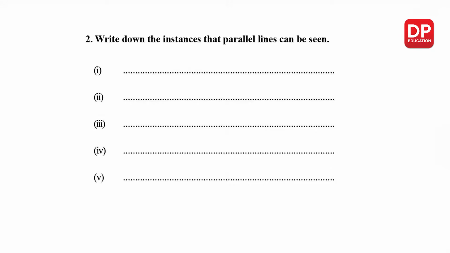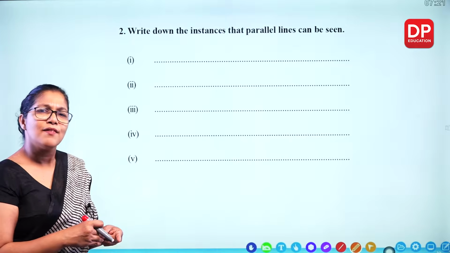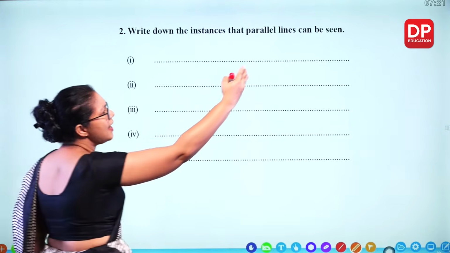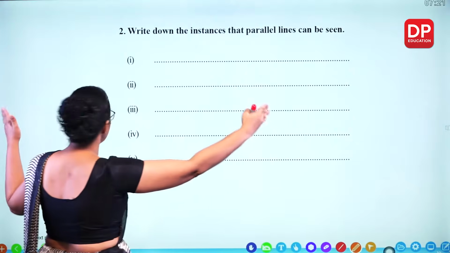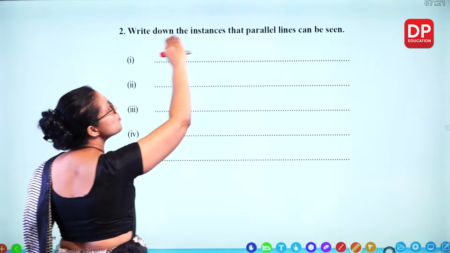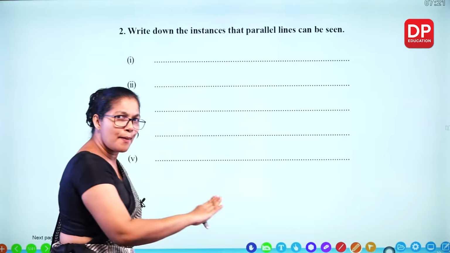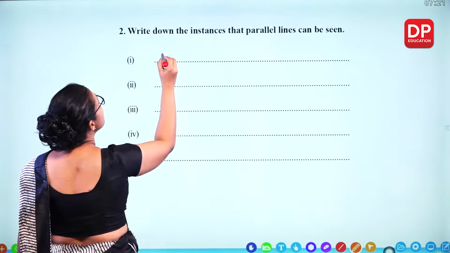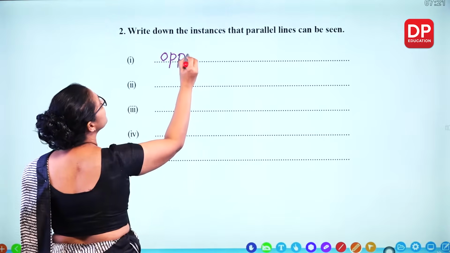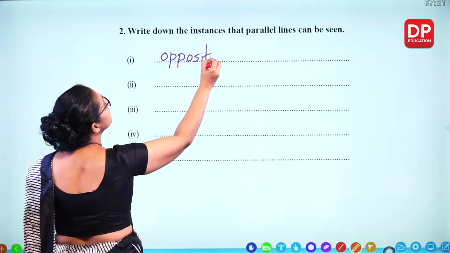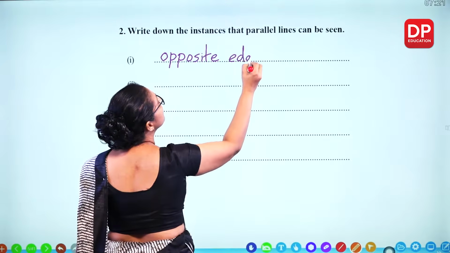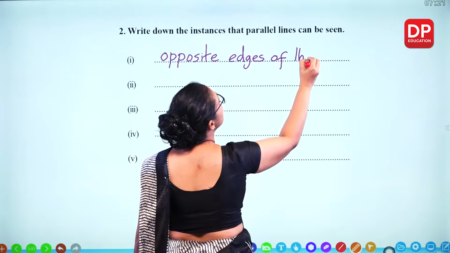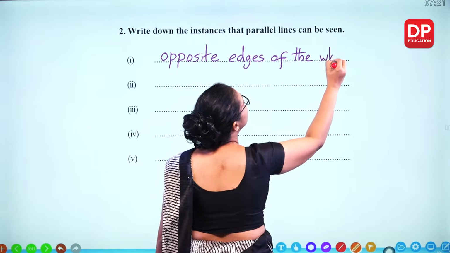Write down the instances where parallel lines can be seen. Where do you see them? Look at the board. You can see vertical edges are parallel as well as horizontal edges are parallel. So we can say opposite edges of the whiteboard.